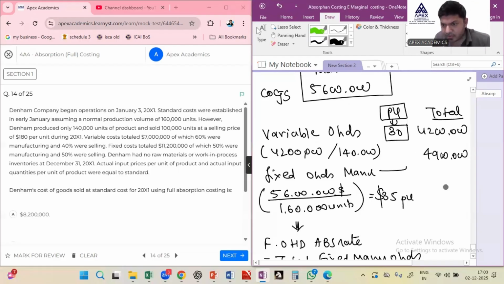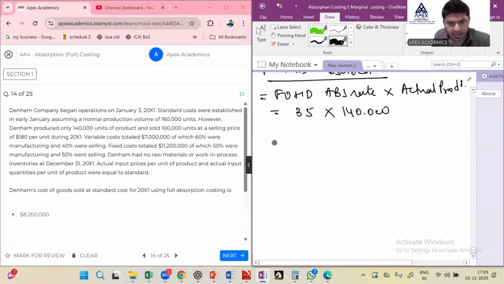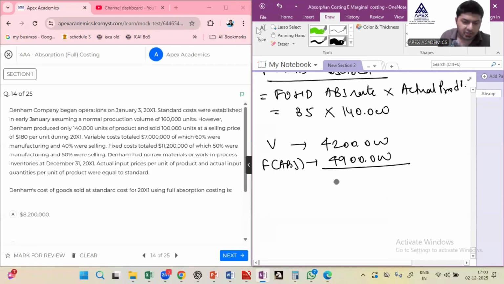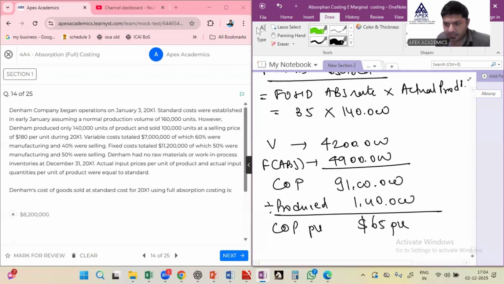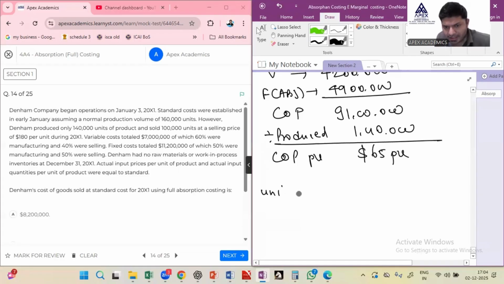Therefore, variable is equal to 42 lakhs and our fixed overheads absorbed are 49 lakhs. This gives us a total cost of 91 lakhs, which is our total cost of production. We have produced a total of 1,40,000 units. So my cost of production per unit comes to 65 per unit. Now please try to understand, my units sold are a total of 1 lakh units.